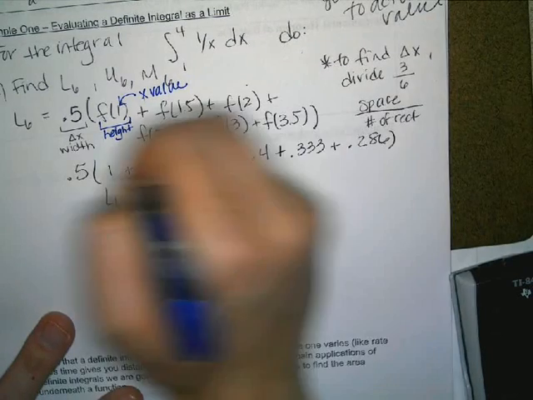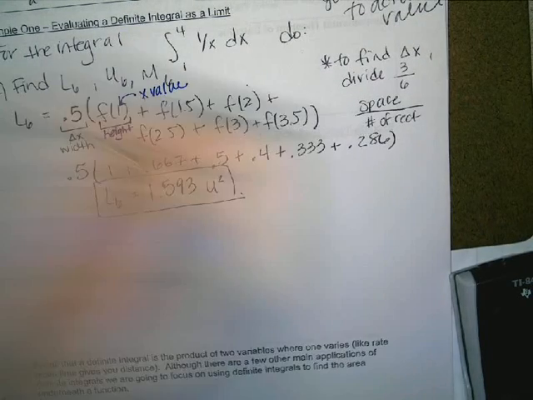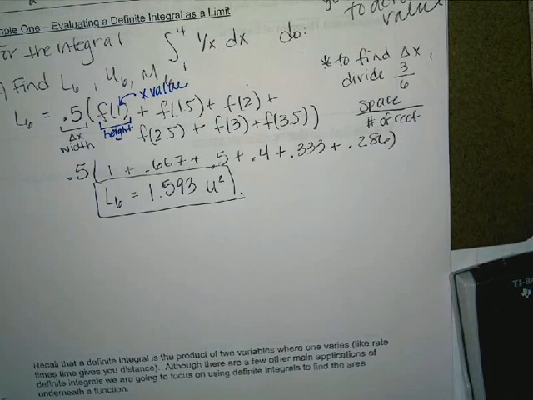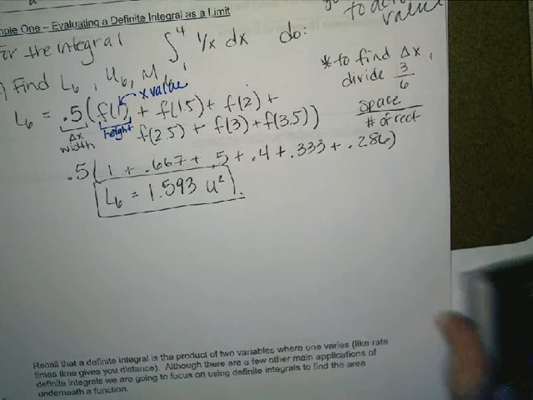Not sure. We're just adding up decimals and then multiplying by 0.5. Make sure you're multiplying by 0.5. Maybe that's what happens. Okay. Then we're going to do U sub 6.